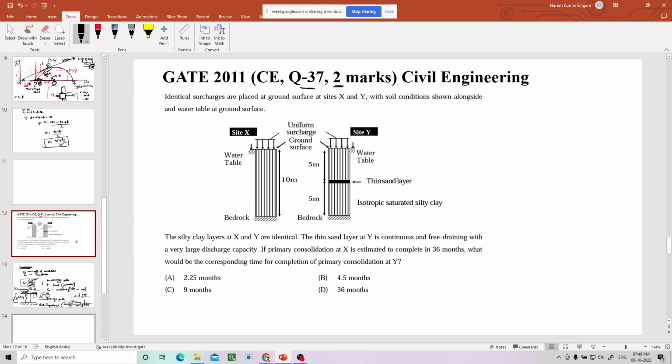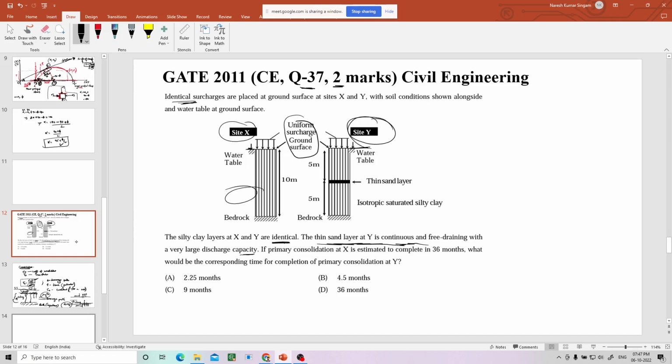Let's see what is said in this question. Identical surcharges, equal to each other, are placed at the ground surface at site X and site Y, with soil conditions shown alongside, and the water table at the ground surface. The silty clay layers at X and Y are also identical. The thin sand layer at Y is continuous and free draining with very large discharge capacity.